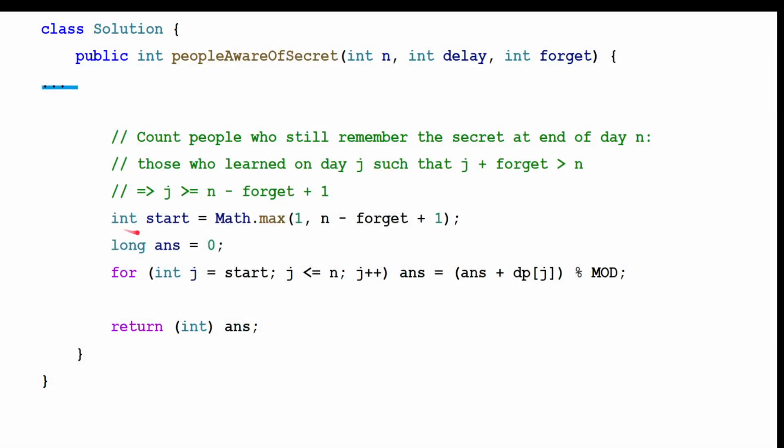Similarly, now we have to count the people who still know the secret on the nth day. How are we going to find it? So n minus forget plus 1, we'll call that start, and we'll iterate over j from the start to n and find all the people who know the secret. So this is our answer. We'll keep adding dp at i because we have calculated it here, and we'll return the answer.